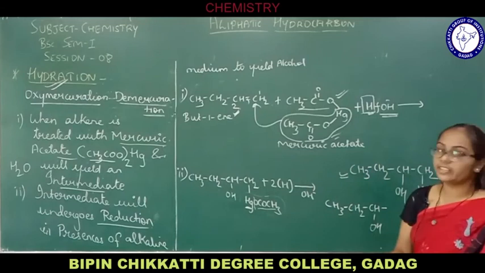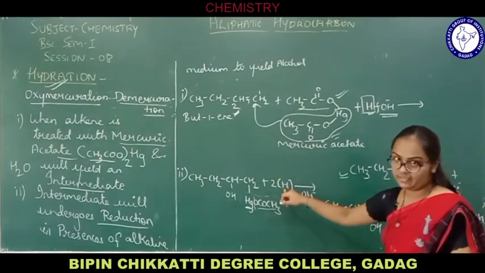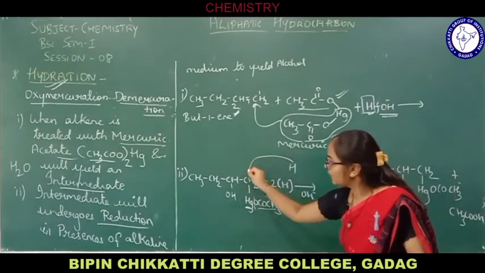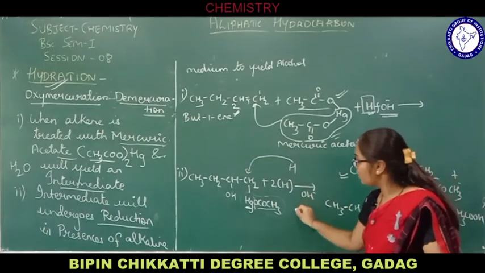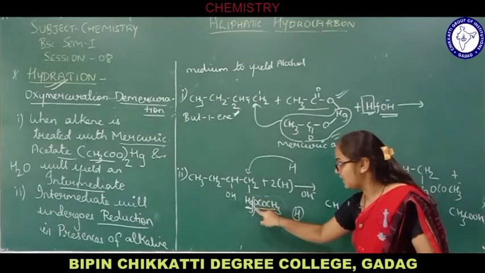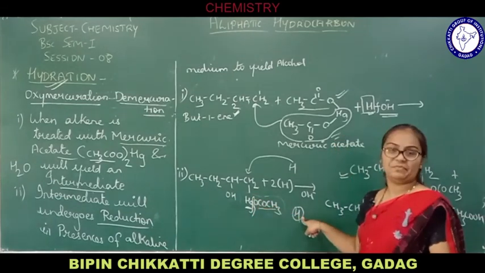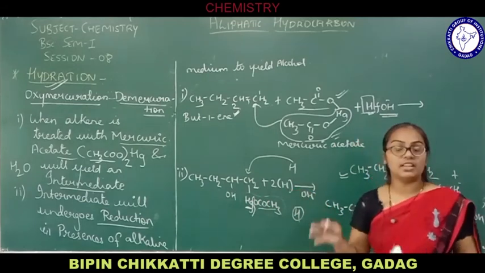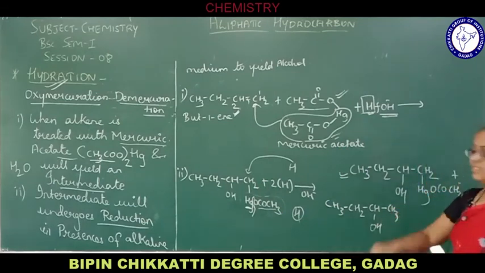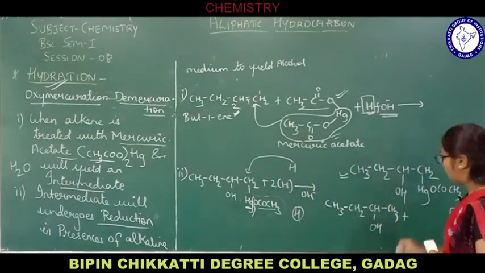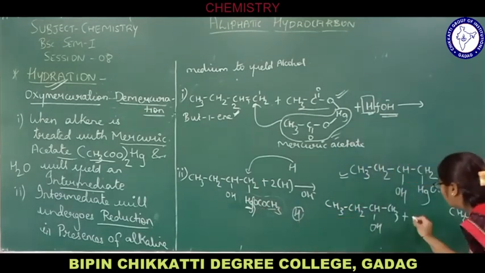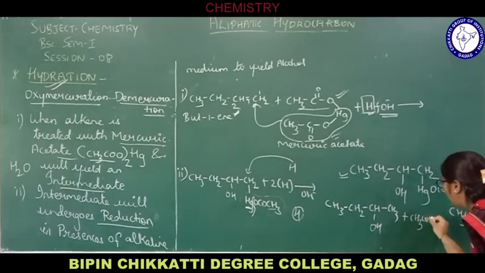Then how will it vanish? Here 2 hydrogens are there, right? Out of the 2 hydrogens, one hydrogen will go and combine with this group, and the remaining 1 hydrogen will go and combine with this acetate ion. So these 2 hydrogens are utilized in this manner. 1 hydrogen will combine with this CH2 to form CH3. Then the other hydrogen will combine with this acetate to form acetic acid, CH3COOH.